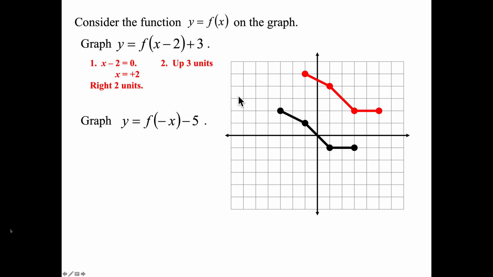Or if you want, you can do both of these changes to each point. Okay, 2 to the right, up 3. 2 to the right, up 3. 2 to the right, up 3. 2 to the right, up 3. Plot your points and you're good to go.